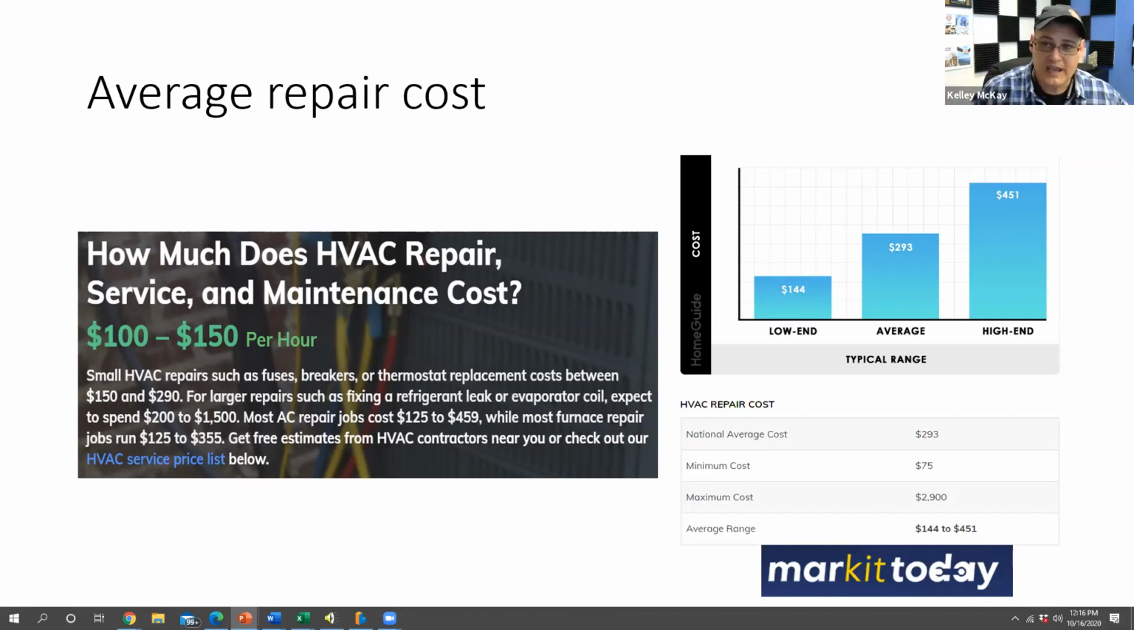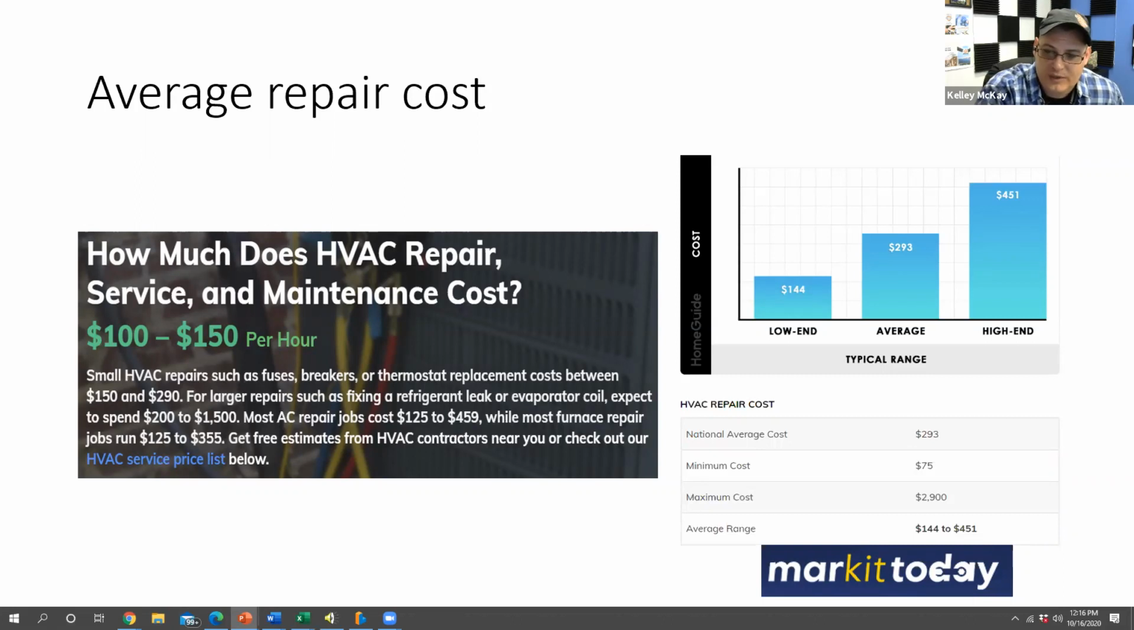A good problem to have is to have to pay taxes. Very good problem to have. So if you're at this national average, I'm going to tell you, you're struggling. That is unacceptable. You can't be at a 293 average invoice. It needs to be higher than that. The minimum cost when they did this survey was $75, and the maximum cost is $2,900. The average range is huge, 144 to 451.